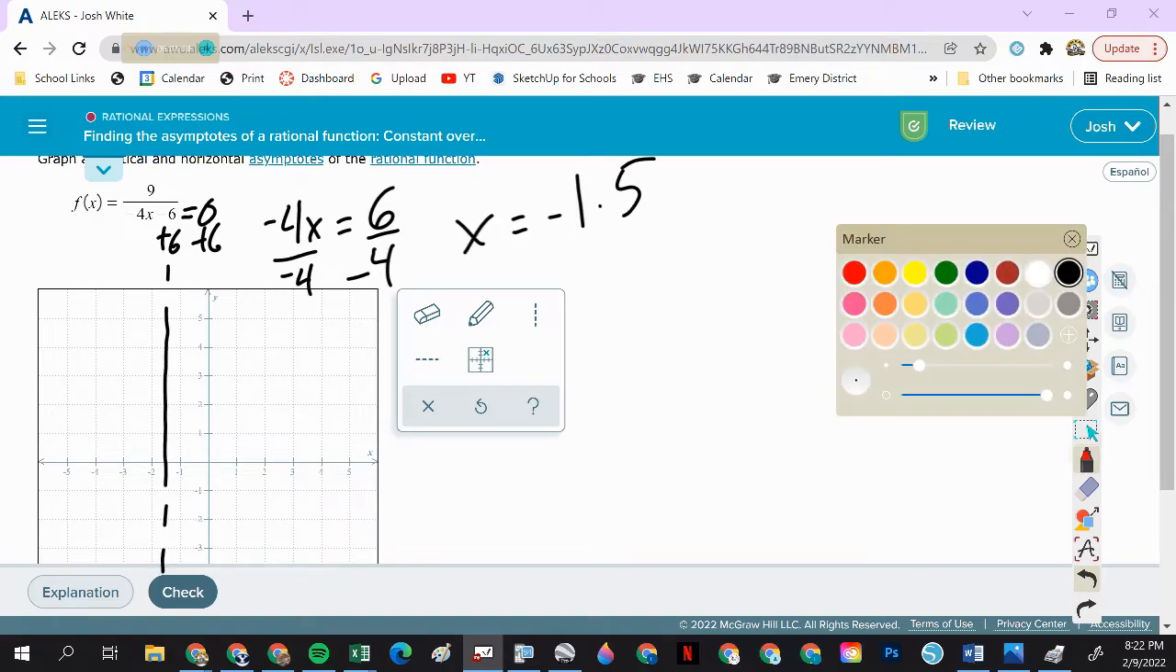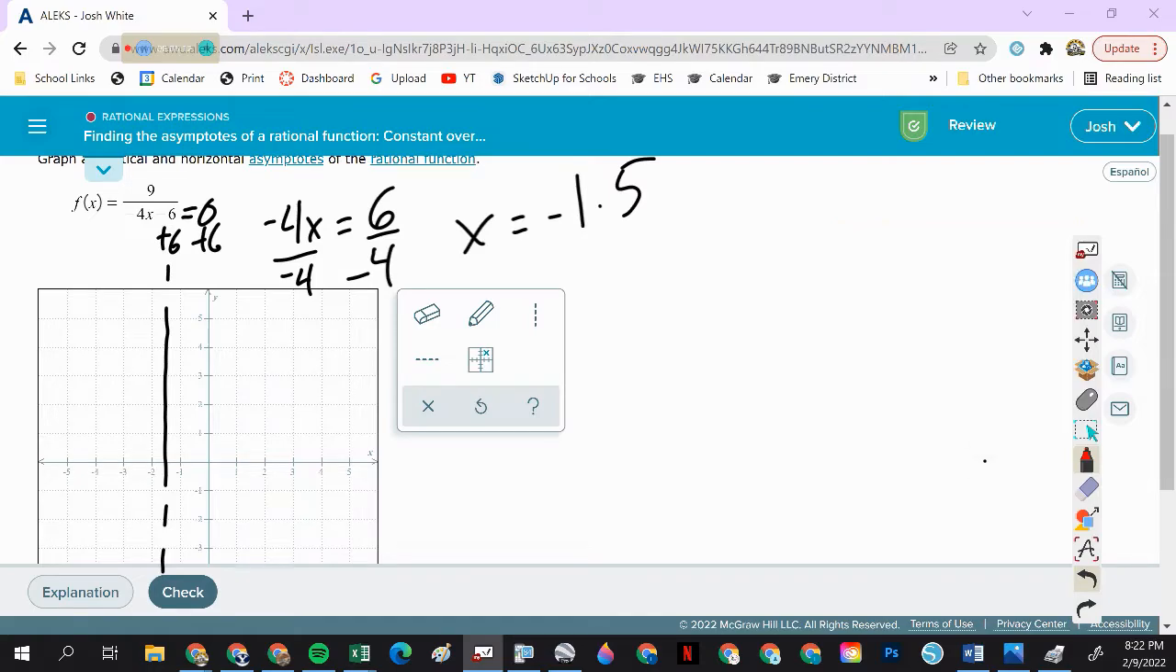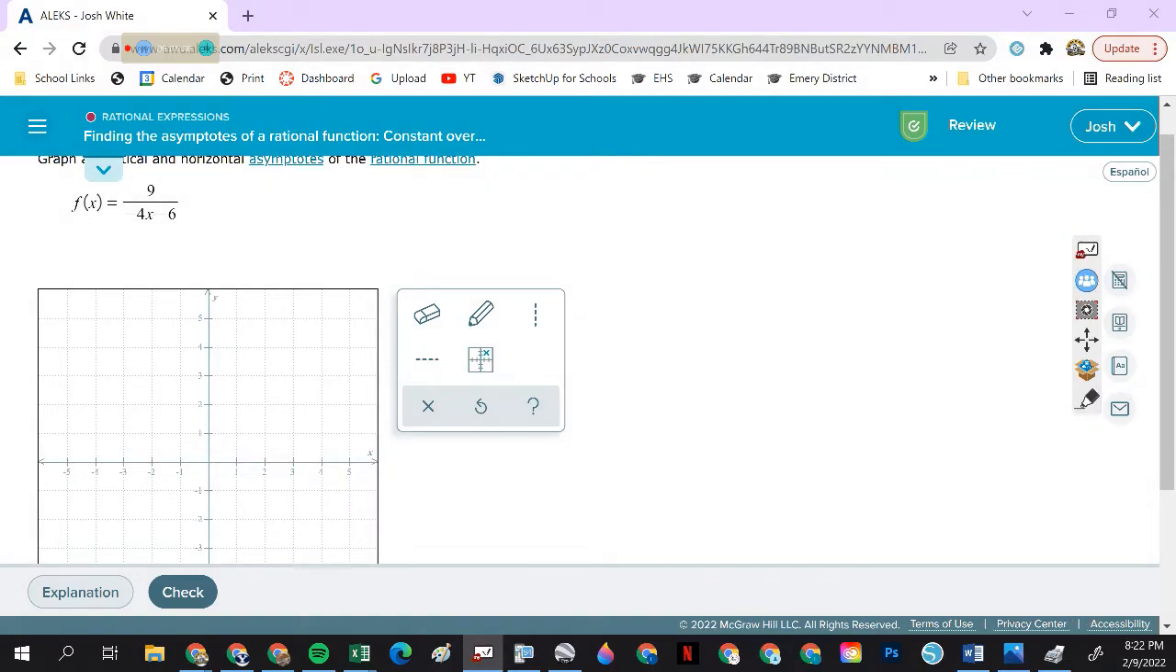For the HA, I look at how strong the numerator and the denominator are. The top is an x to the 0, and the bottom is an x to the first. The bottom is more powerful, so the HA is y equals 0. It's on the x-axis. All right, let's move to the next one.